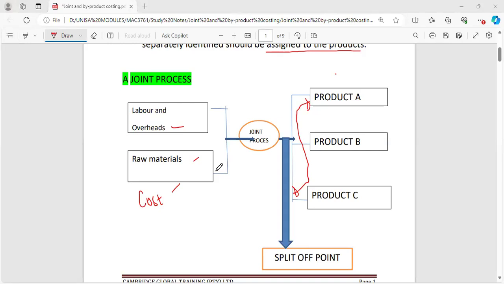Just joined now. Right, so that's basically how we, because if you check here, during the process, you cannot allocate the joint cost to the products. You can only allocate the joint cost to the product after the split off point. This is where you know this is product A, this is product B, this is product C. So now you can be able to allocate the cost now to those joint products.